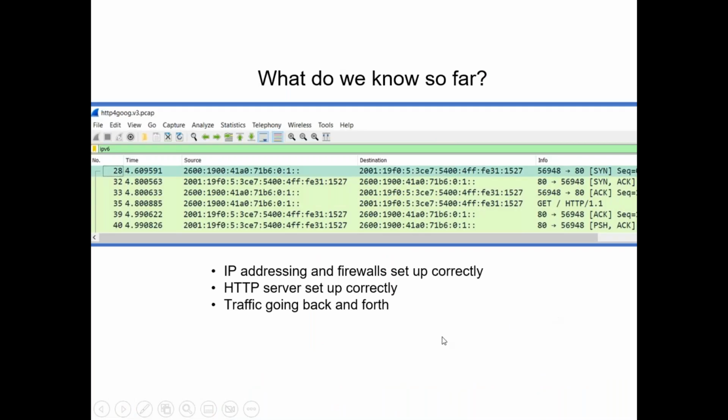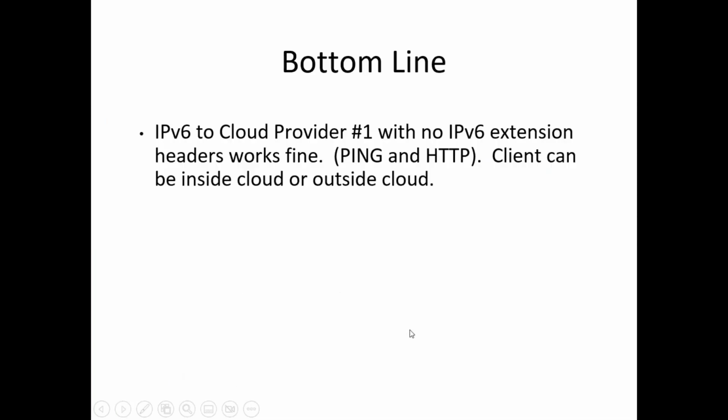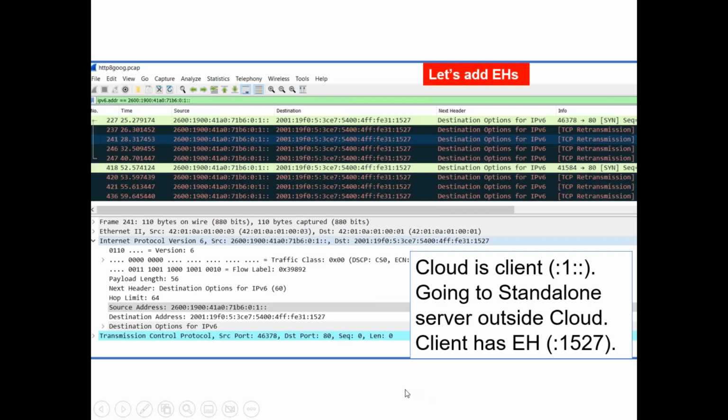So what we know so far is that our addressing and firewalls are set up, HTTP server is set up, traffic is going back and forth. So the bottom line of this is IPv6 with no extension headers works fine. But we did both ping and HTTP, and we also did a client inside or outside cloud. All worked just perfectly fine. So let's keep going then.